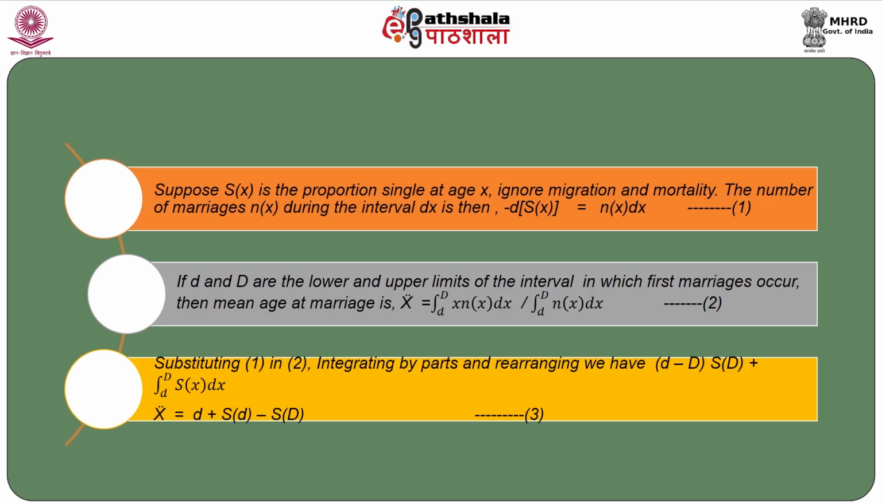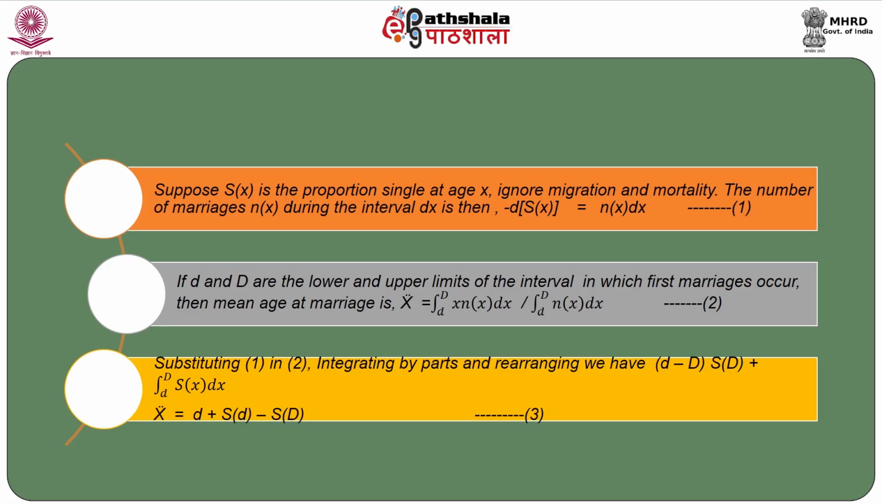Then let us move to the next slide. If small d and big D are the lower and upper limits of the interval in which first marriage occurs, then the mean age at marriage can be computed using this formula given with number 2. Have a close look at the formula which has to be used to derive the mean age at marriage. Hope you have understood the formula.